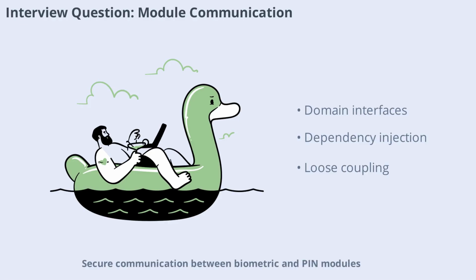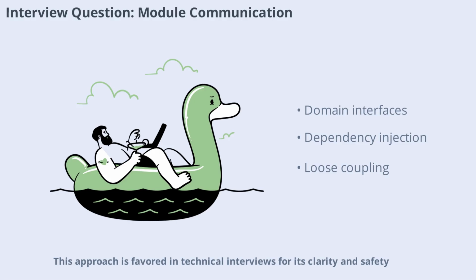Secure communication between biometric and PIN modules should use domain interfaces and dependency injection. Avoid tight coupling or reflection for maintainable and secure code. This approach is favored in technical interviews for its clarity and safety.